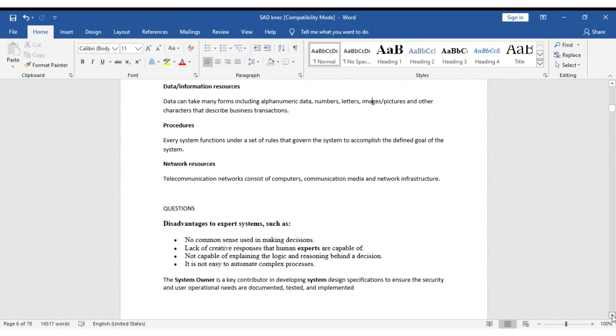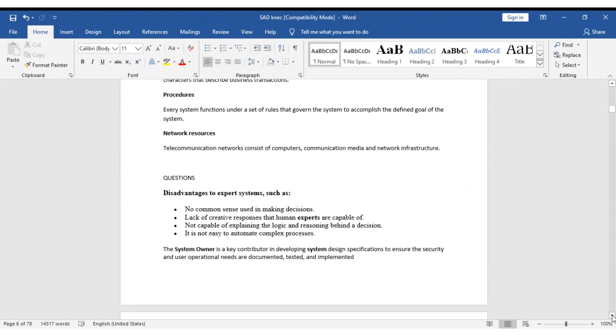Then we have network resources. A telecommunication network consists of computers, communication media, and network infrastructure.